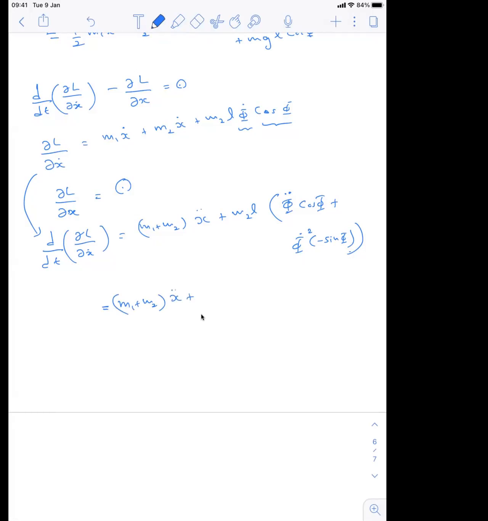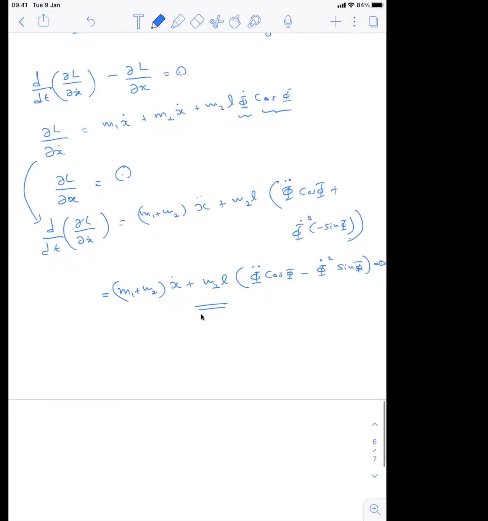So let me write this again. M2 L phi dot cosine of phi minus phi dot squared sine phi equals 0. So this is what you would have as one equation of motion. You can see that this equation of motion itself is coupled with phi and x dots, which is actually not a simple one to solve.